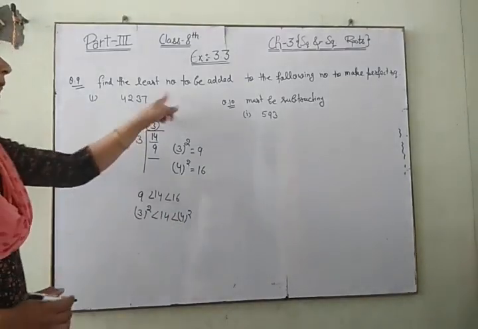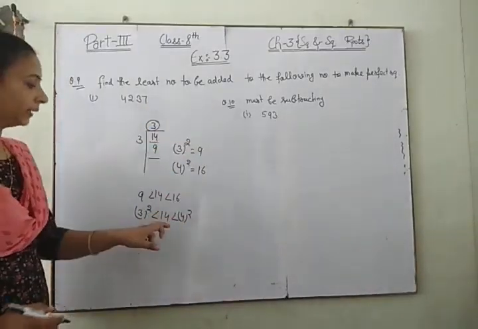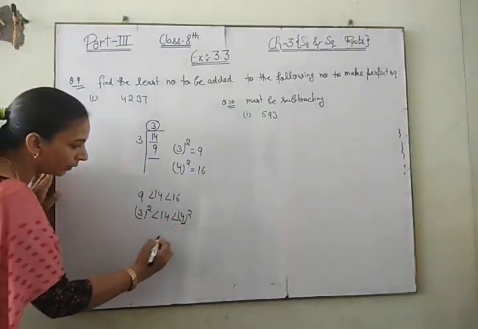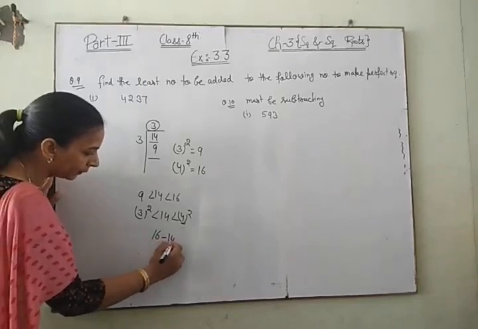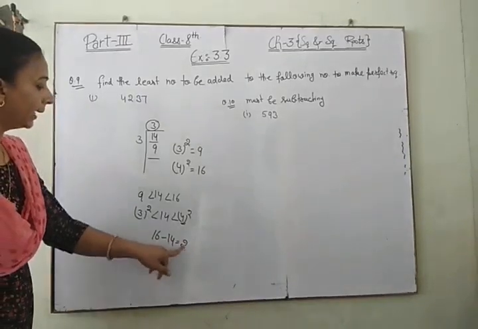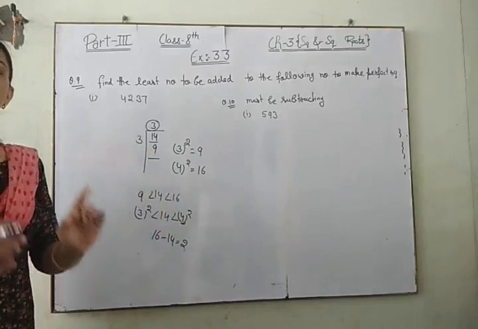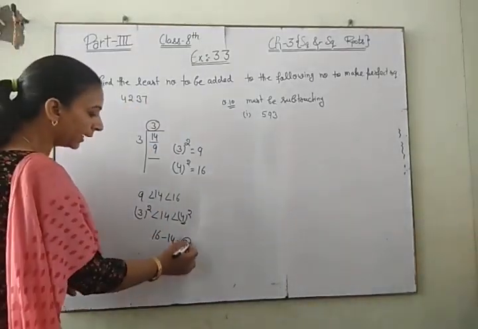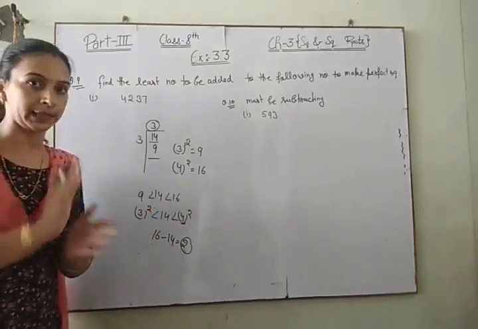If we add, then we find the next number; if we subtract, then we find the least number. Then the square of 4 is 16. If we take 16 and subtract 14 from it, that is 2. If we add 2 to 14, this equals 16, and 16 is a perfect square. So the least number is 2.